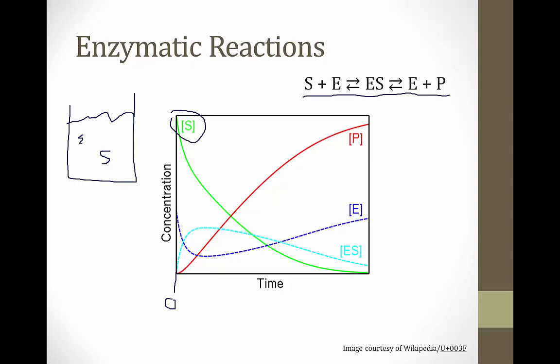And we would also add some enzyme, that's the blue stuff right here, so there'd be a concentration of enzyme E that we would have right here. And this is what we'd start with at time 0 inside our beaker.